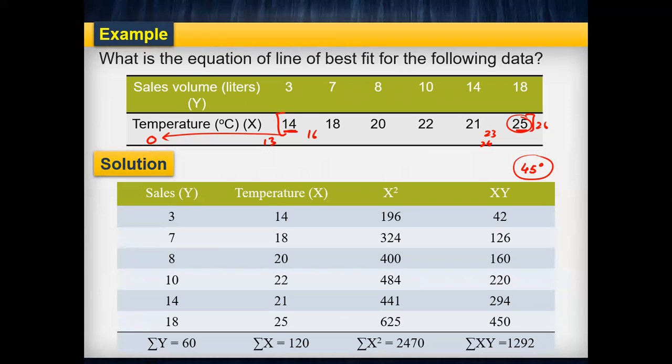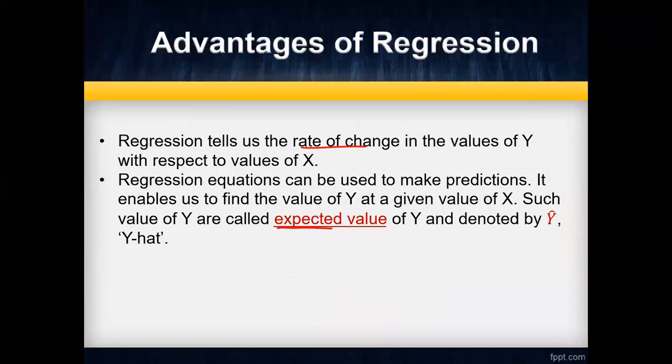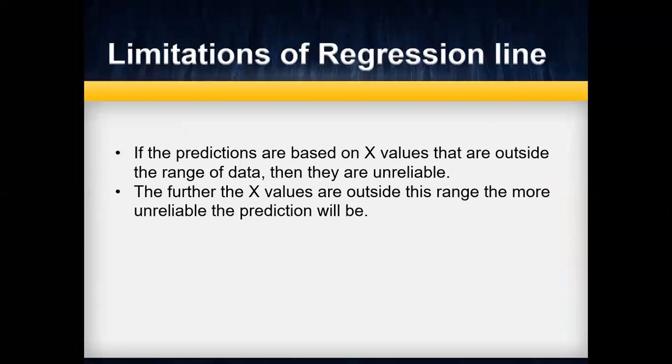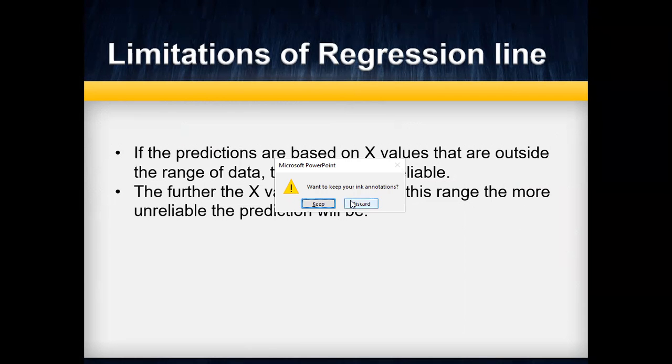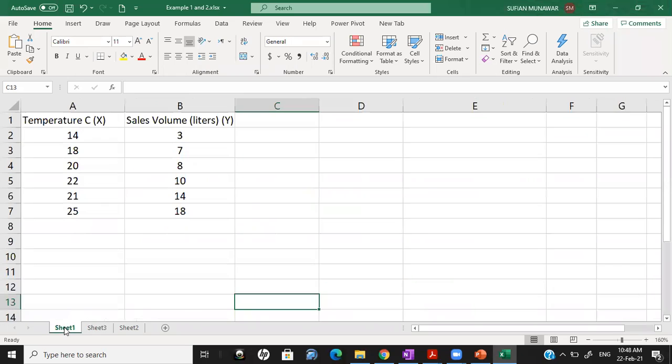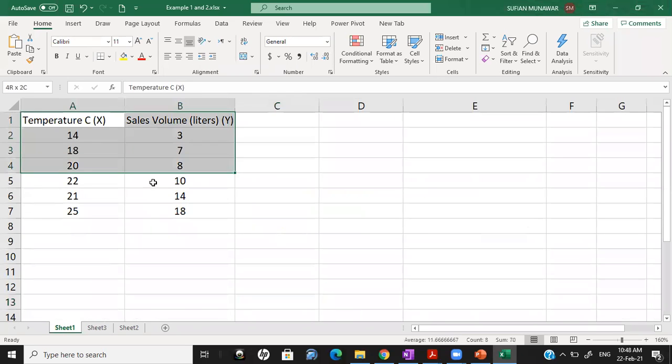So these are the limitations of regression analysis. You must know what the limitations of regression analysis are. This regression analysis can be done in Excel. It's very simple. You have the temperature and the sales data. Temperature is X and sales are Y. So how do we calculate the regression line? It's very simple and very interesting.